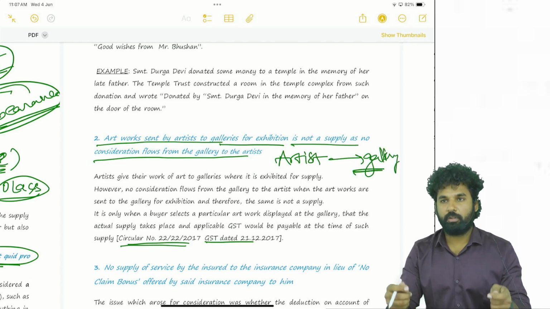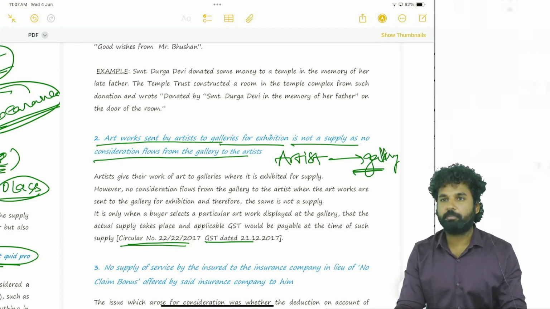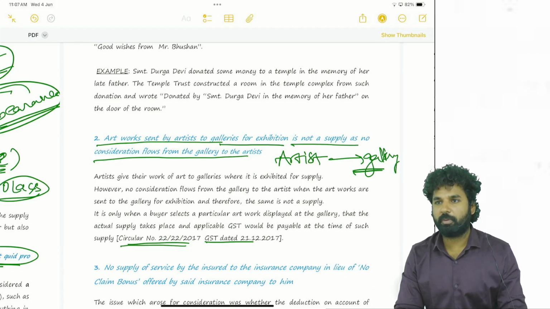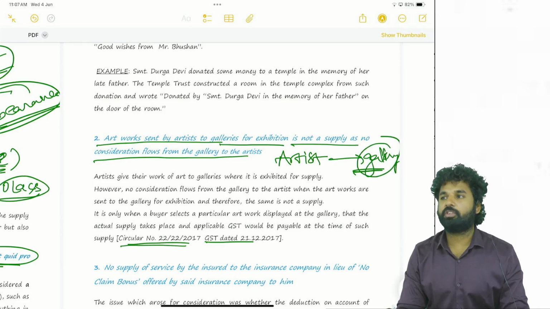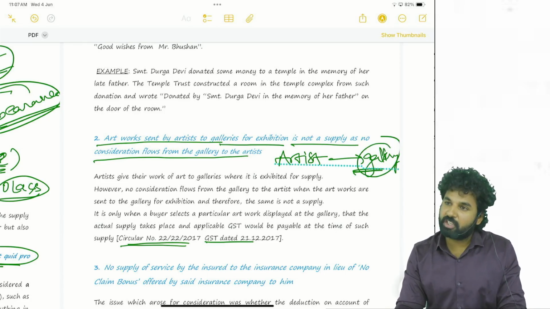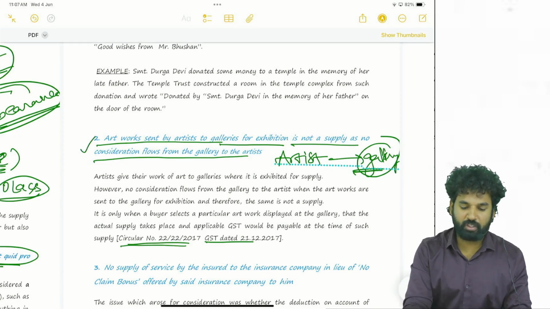Just the movement of the artistic work from the artist to the gallery. See, here there is a supplier, but there is no supply. There is no consideration. From the gallery, anyone who comes to visit the gallery and purchases the artwork, then it is a supply. So this is the clarification.